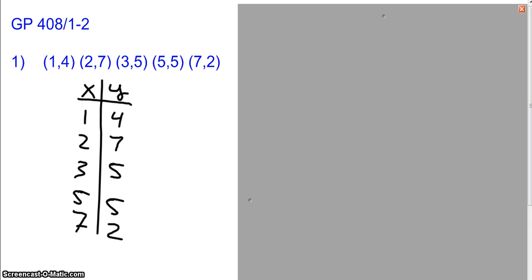So the question is, is this a function? No. Does anybody say yes? Who thinks this is a function? No one's raising their hand. Too bad, because it is a function. Wow. Isn't that bizarre? Why is this a function?